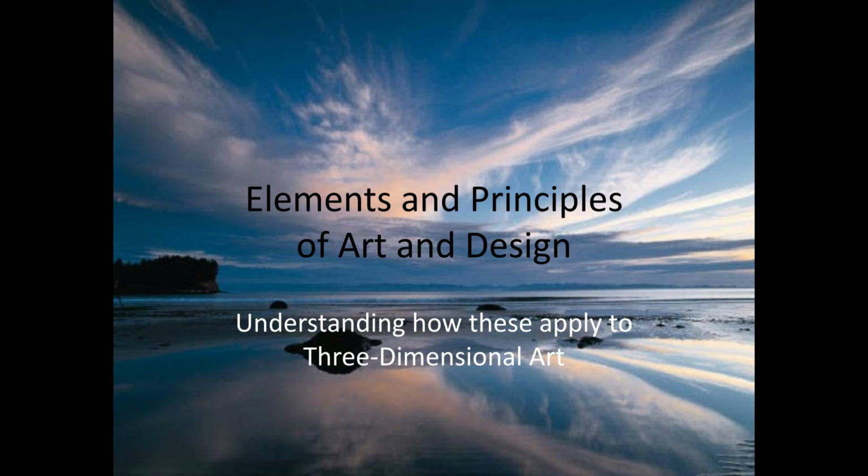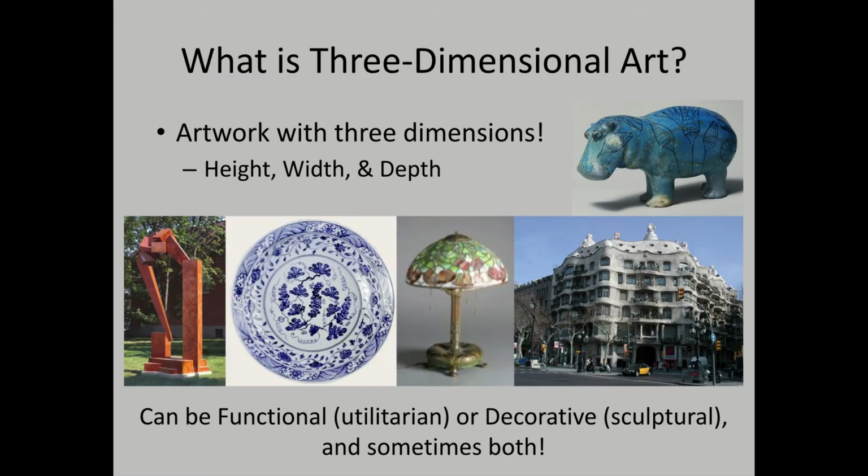Okay, today we are going to talk about elements and principles of art and design and how they look in three-dimensional works. It's a little different than looking at 2D pieces. So, what is three-dimensional art? Of course, this is work that has height, width, and depth. Little different than that 2D stuff. So the 2D just has height and width. So having that third dimension then, of course, makes it a form and makes it three-dimensional.